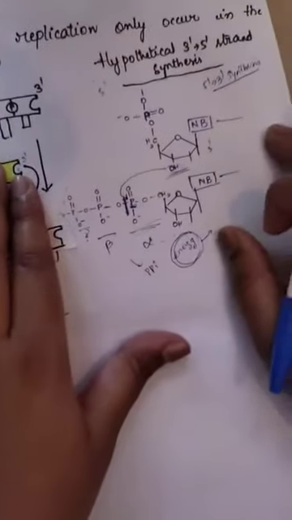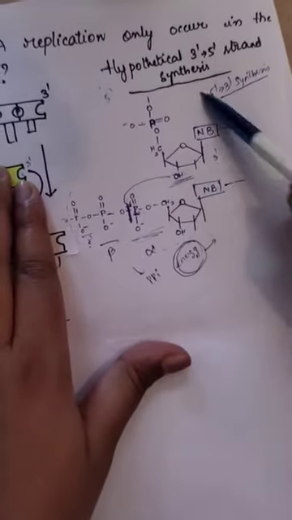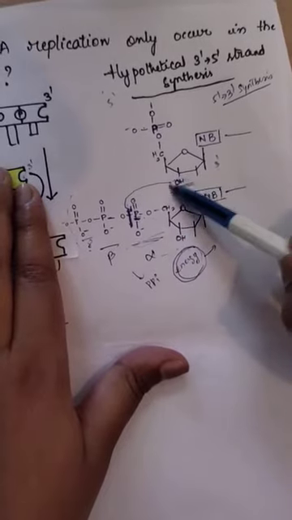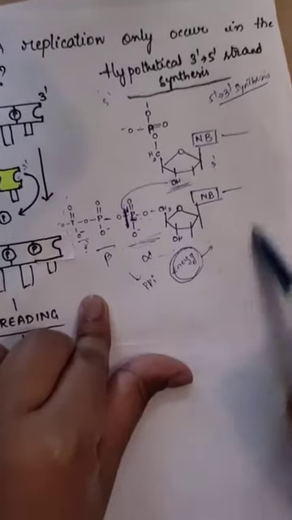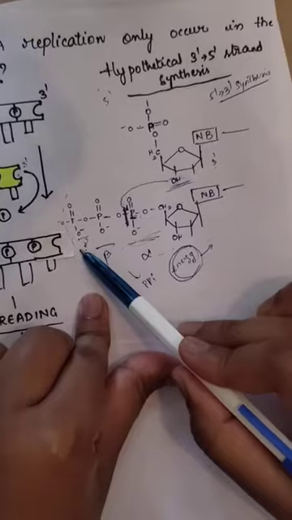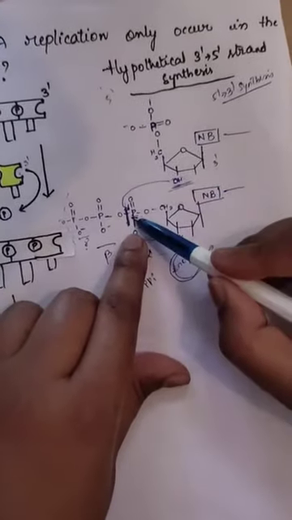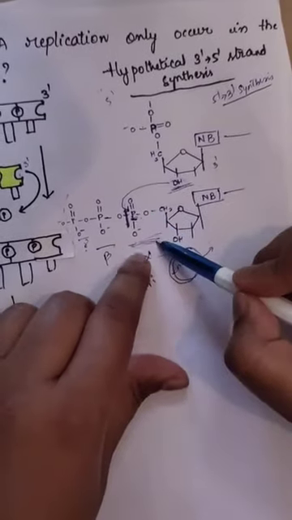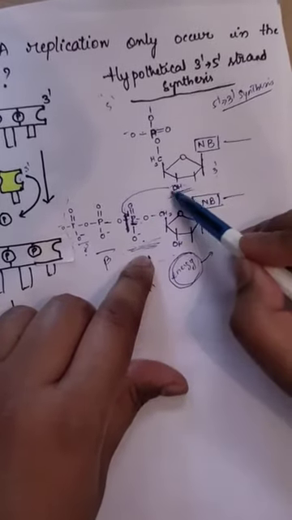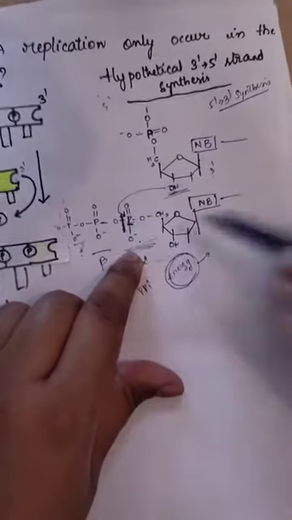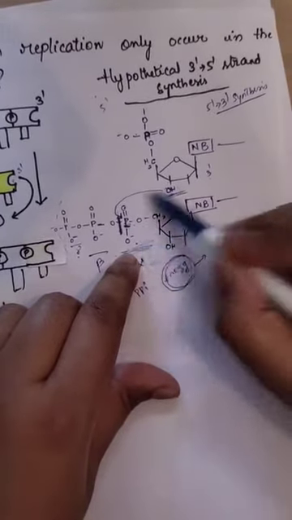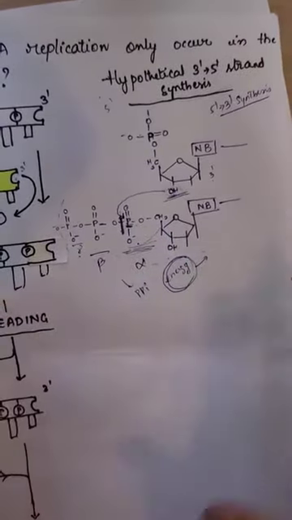So let me show you the mechanism. How does it happen? If you see here, this is the already synthesized DNA strand which has a 3' OH group, and this is the incoming nucleotide with 3 phosphates, alpha, beta and gamma. And here this oxygen acts as a nucleophile. It attacks the phosphorus atom of this alpha phosphate. So if this oxygen attacks this phosphorus atom, it will form 6 bonds. But phosphorus cannot form 6 bonds. It can only form 5 bonds.